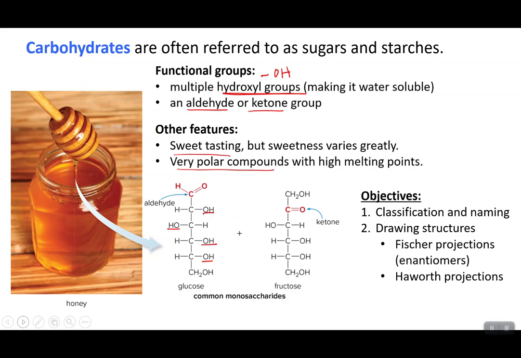So in this video, we are going to learn how to classify carbohydrates and how to name them using just general categories. And then we are going to start looking at how to draw these structures. We're specifically going to look at Fischer projections. And in order to do this, we're going to have to learn a new type of stereoisomer, which is going to be the enantiomer. In a separate video, we are going to look at these Haworth projections.